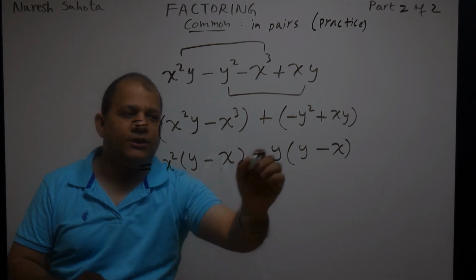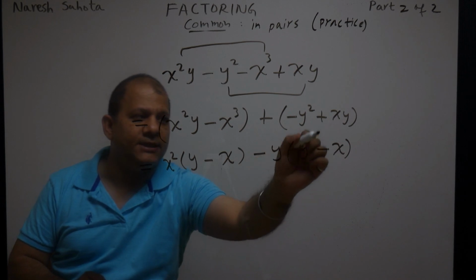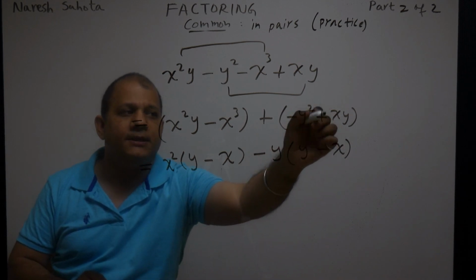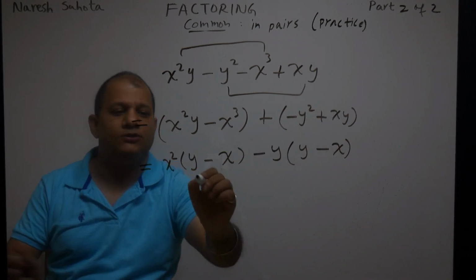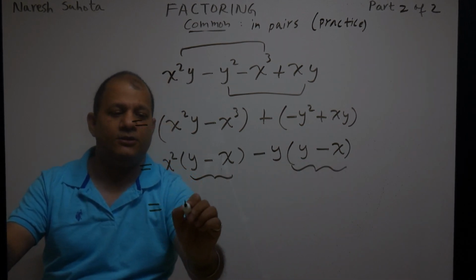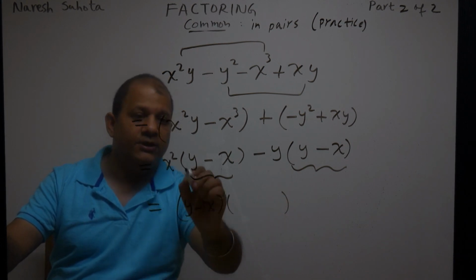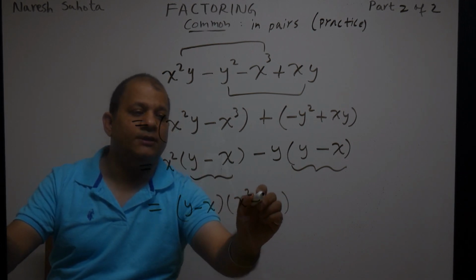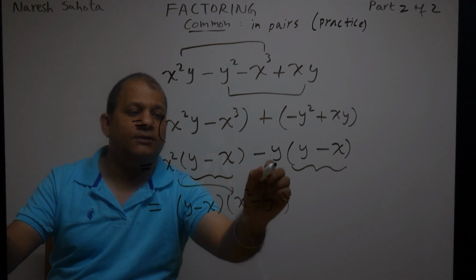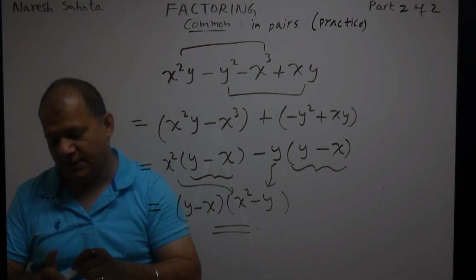Okay, so you can double check. Negative y times y gives me negative y squared. Negative times negative is positive. Y times x is yx or xy. So now, yes, the bracket is the same, and that's a common factor. So y minus x. And what's the remaining factor? The remaining factor is x squared minus y. So that's the final answer with this, and this is where I'm going to wrap the tutorial.